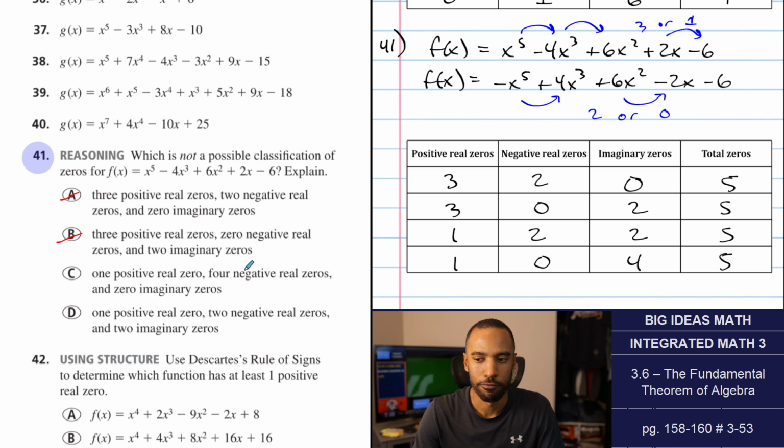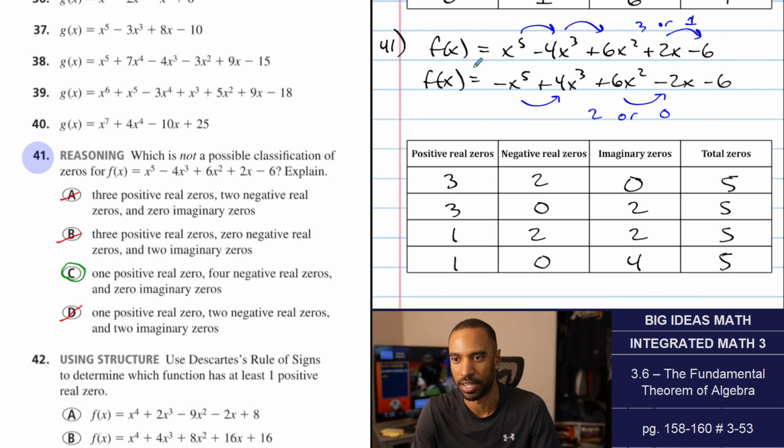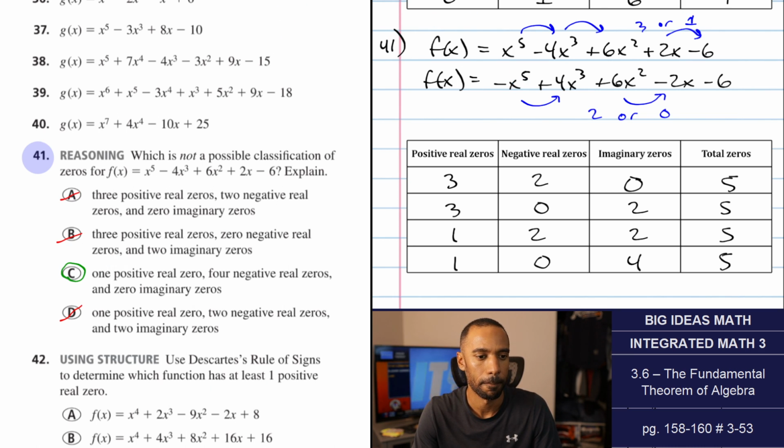1 positive, 4 negative. 4 negative's not possible, so this will be the answer. The most we can have is 2 negative, like this. 1 positive, 2 negative, 2 imaginary. So the answer here is C for number 41. That's how I'm going to write it with this in mind on the problem itself.